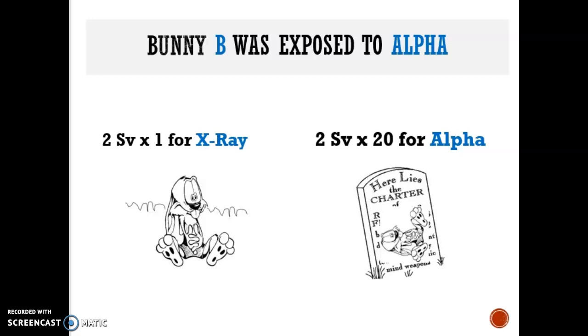Bunny A survived because he was only exposed to X-ray, and X-ray is minimally damaging. It's minimally ionizing. It travels at the speed of light, and it moves through the substance quite quickly, whereas alpha has a higher radiation weighting factor, and it has a higher mass, and for that reason, when it does penetrate the body, it is more harmful. When alpha does damage the body, it is more difficult to repair, resulting in a lower survival rate, and therefore Bunny B did not survive. Remember, alpha is emitted during the decay of radionuclides like uranium and radium, which are very toxic substances.